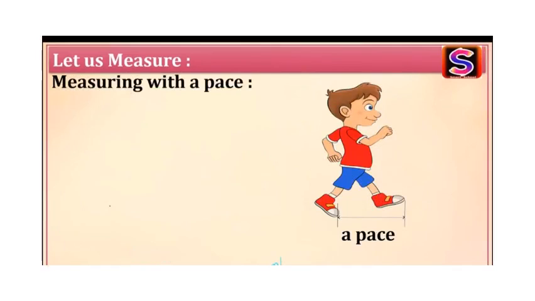Now we can use a pace. Pace means measuring using two legs, the distance between the two legs. Can you see the distance? This is called a pace. To take the measurement between the two legs is called a pace.